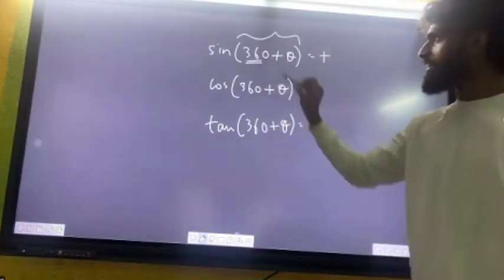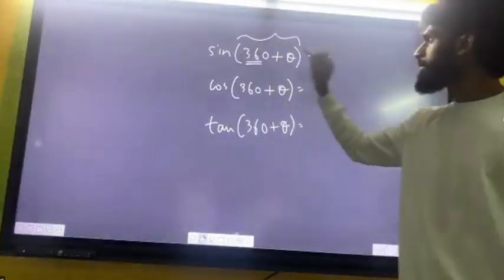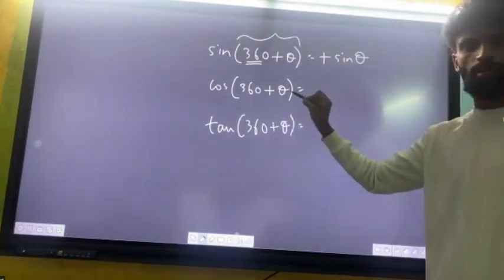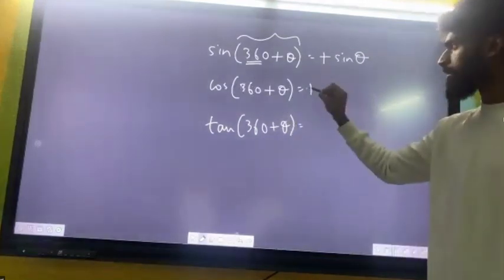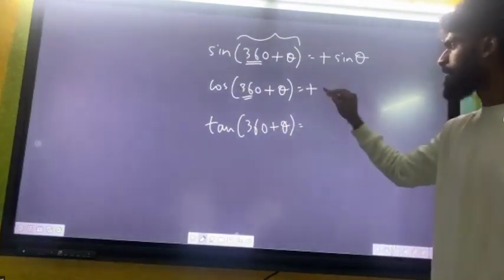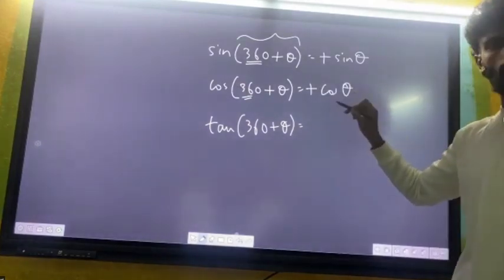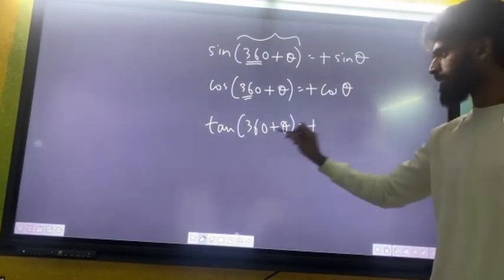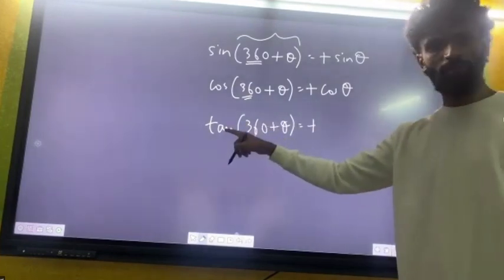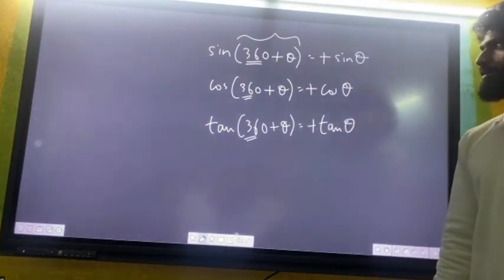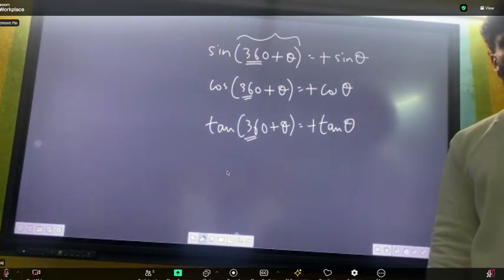36, even number. Ratio stays the same. 360 plus theta, first quadrant. Tan in first quadrant is positive. Even, ratio remains the same. Tan theta. Viraj, what is that?